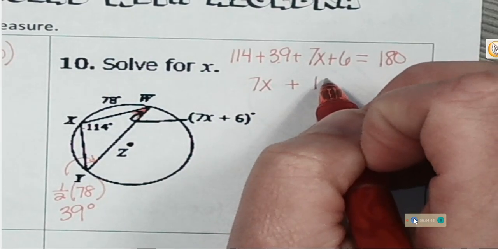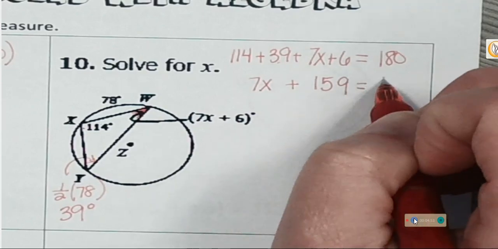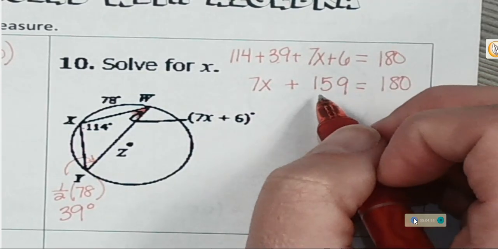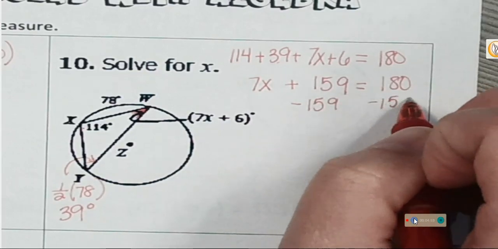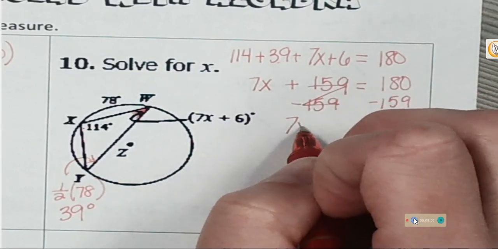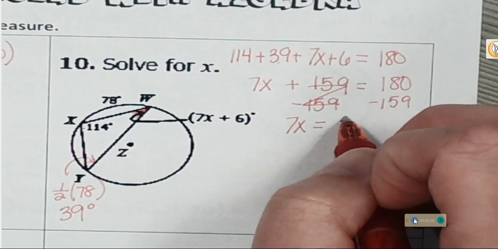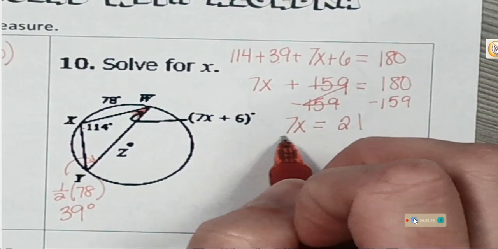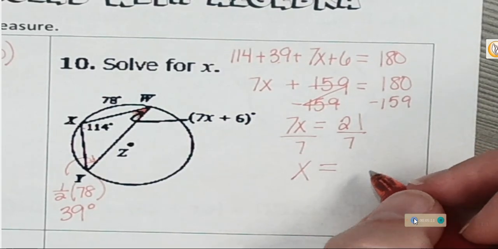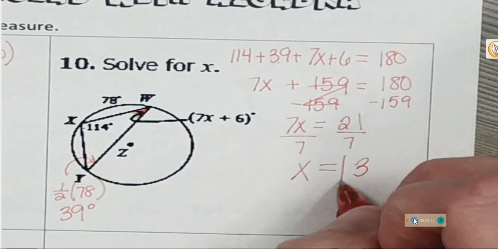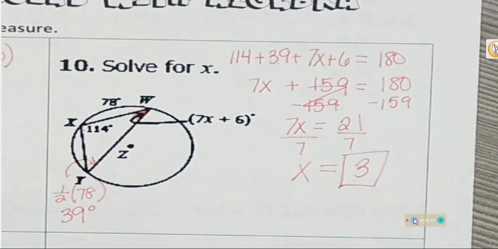You got a calculator, type it. It should give you 159. So 7x plus 159 equals 180. Now, how do you undo plus 159? You're going to subtract 159. So inverses zero out. 7x equals 180 minus 159, which is 21. How do you undo times 7? What does x end up being if it's 21 divided by 7? 3. Since I asked you to find x, you got x.